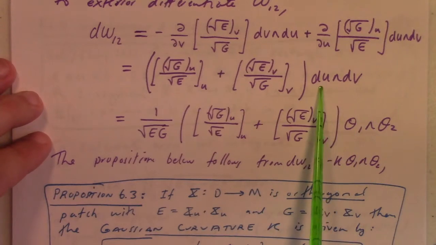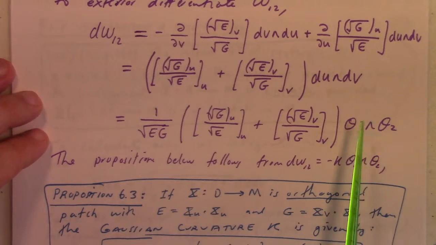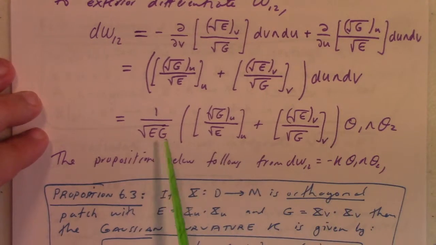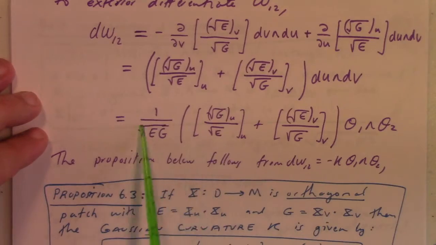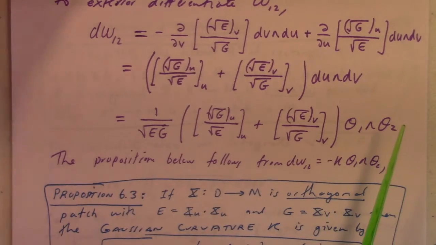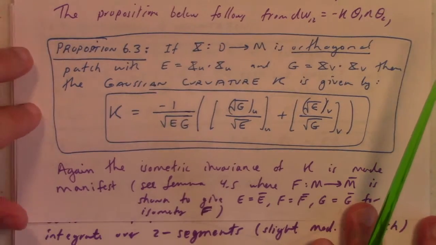But then to change the u and v to theta 1 and theta 2, of course I can do that trick again: multiply and divide by the square root of the E and G functions, and there you have it. This animal right here has to be minus the Gaussian curvature. And so that brings us to, we have proved the following proposition.